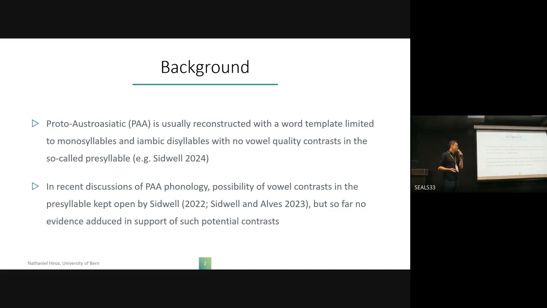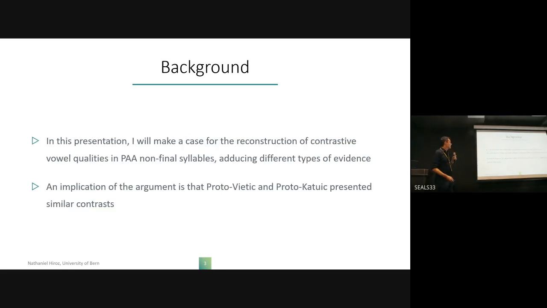So today we're going to be looking at potential evidence for such contrast. I'll try to make a case for the existence of such contrasts in Proto Austroasiatic, using basically two types of evidence. I'll discuss this in a while. And one of the implications of my argument is that Proto-Vedic and Proto-Kituic also have to be reconstructed with such contrast.